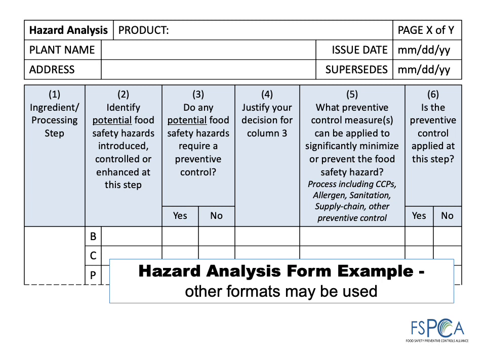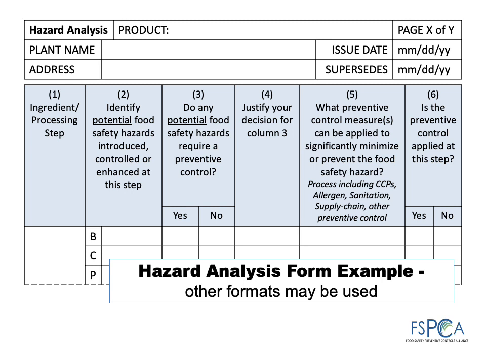Column 3 is a simple yes or no that states whether the hazard requires a preventive control. Column 4, Hazard Evaluation, is used to justify your answers in Column 3, and sometimes in Column 2 if no hazard was identified but the team had a lot of discussion about it.